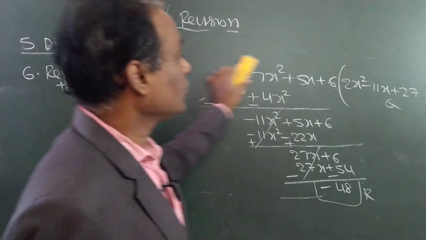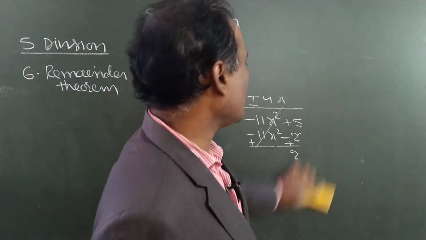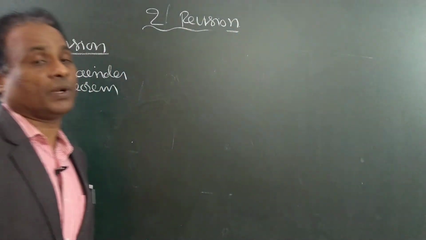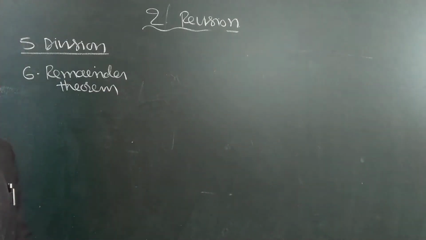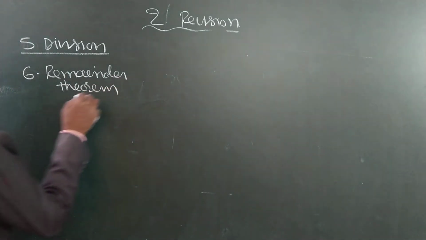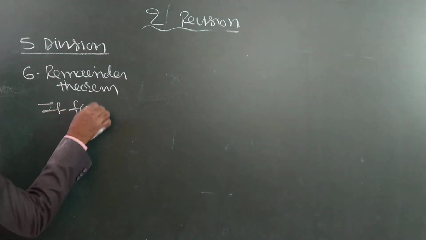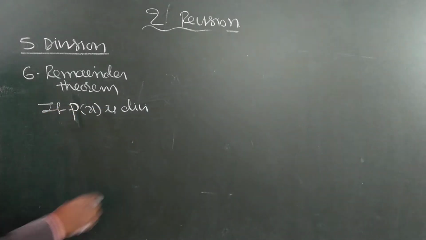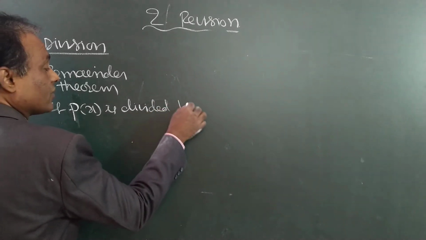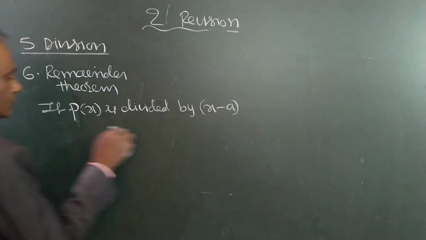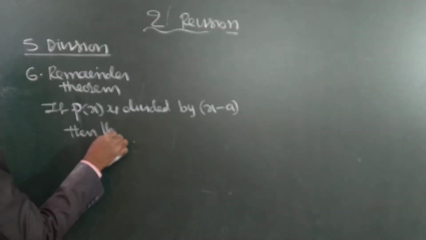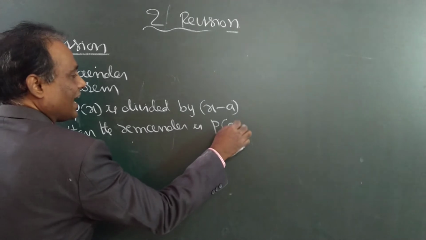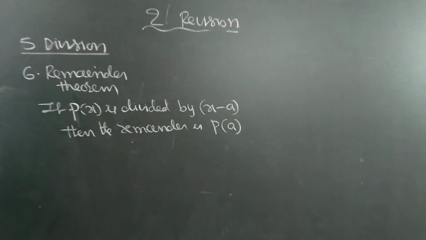So this remainder theorem is very, very important, and almost all of the exercise is based on it. We completed that, I think the 2.3 exercise. So the remainder theorem says: if p of x is divided by x minus a, then the remainder is p of a. This is the remainder theorem statement.